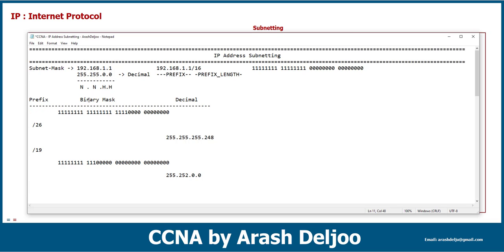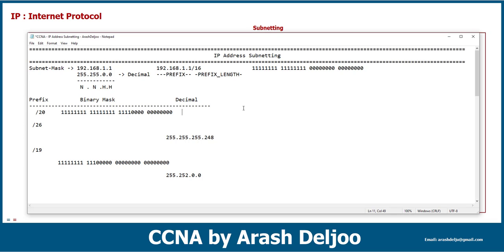Look at here. In the binary mask, as you can see here, we have a total of 20 ones, and this means that we can write the subnet mask with the prefix of /20. Okay, you know about it. Look at here, 8 plus 8 plus 4 equals 20, and this means that the prefix is /20. Look at here. Here we have 16 ones, and here we have /16.